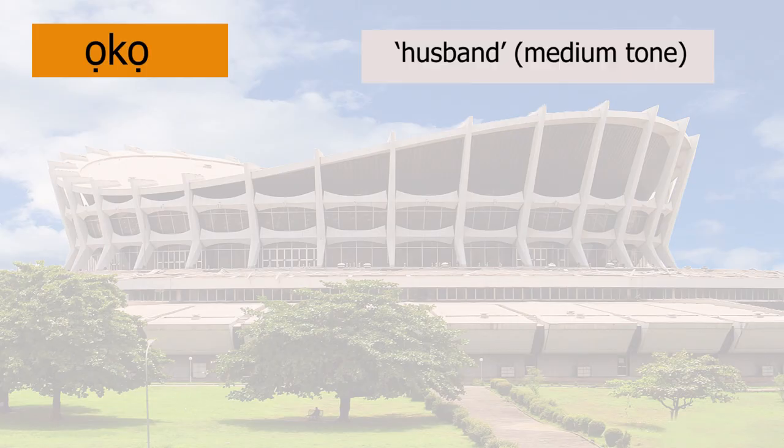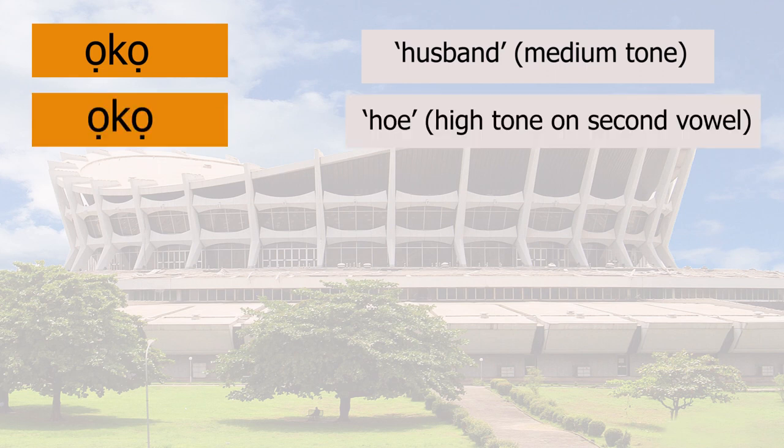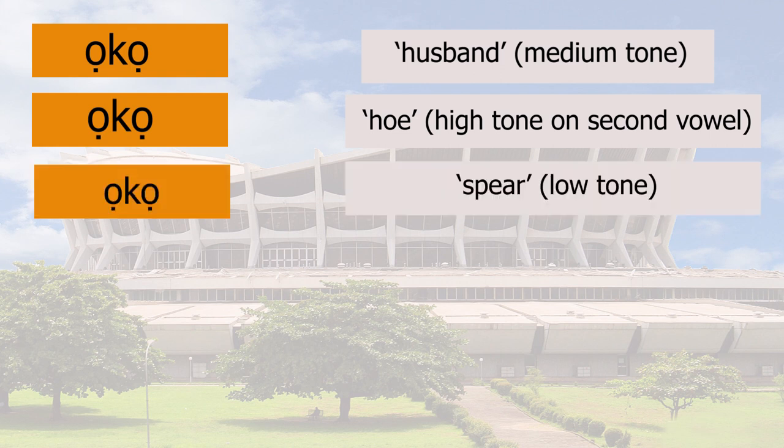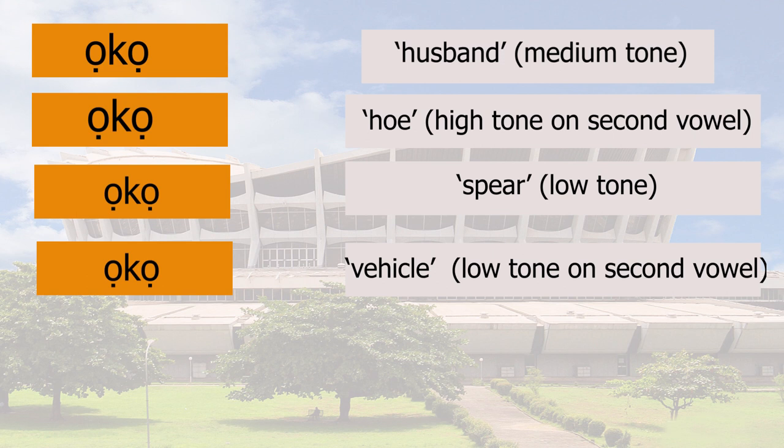Oko, meaning husband. This word is using medium tone. Oko, meaning hoe, or a type of shovel, uses a high tone on the second vowel. Oko, meaning spear, uses the low tone. Oko, vehicle, this uses the low tone on the second vowel.